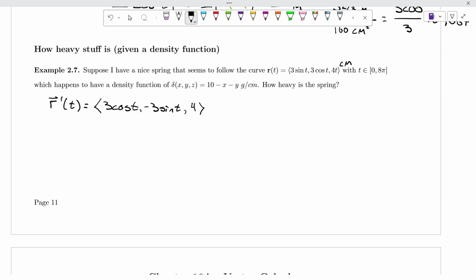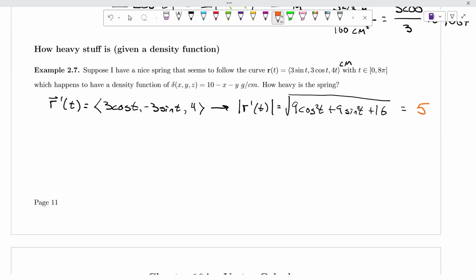Now that I have the tangent vector, I should calculate its magnitude. So the magnitude of r prime is a number. This is going to be 9 cosine squared plus 9 sine squared plus 16. And conveniently, that's a Pythagorean triple. My result's going to be 5. Again, sine squared plus cosine squared is 1, which means 9 cosine squared plus 9 sine squared is 9. And then 9 and 16 is 25. Root 25, just 5.